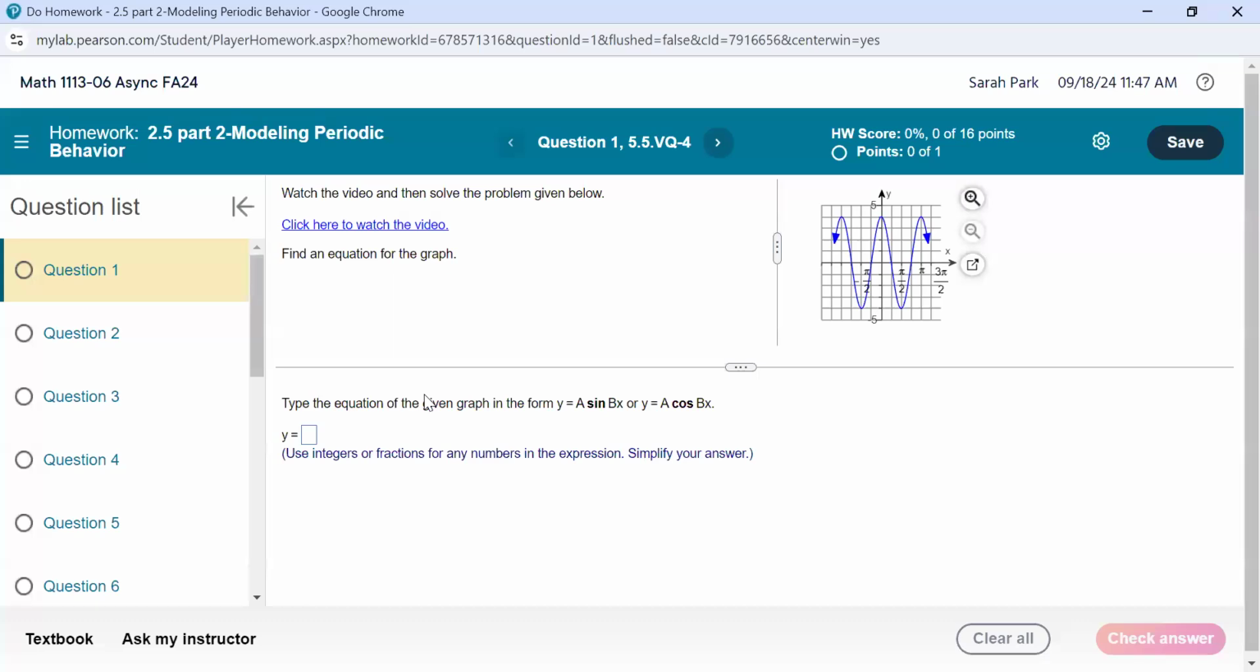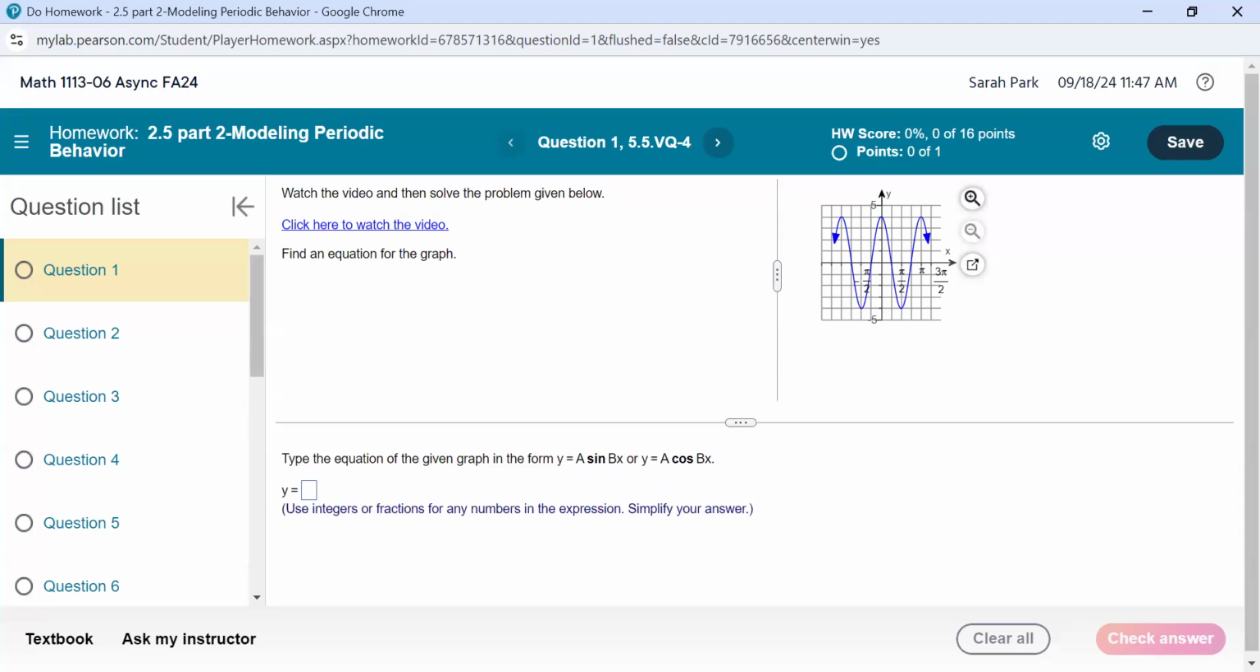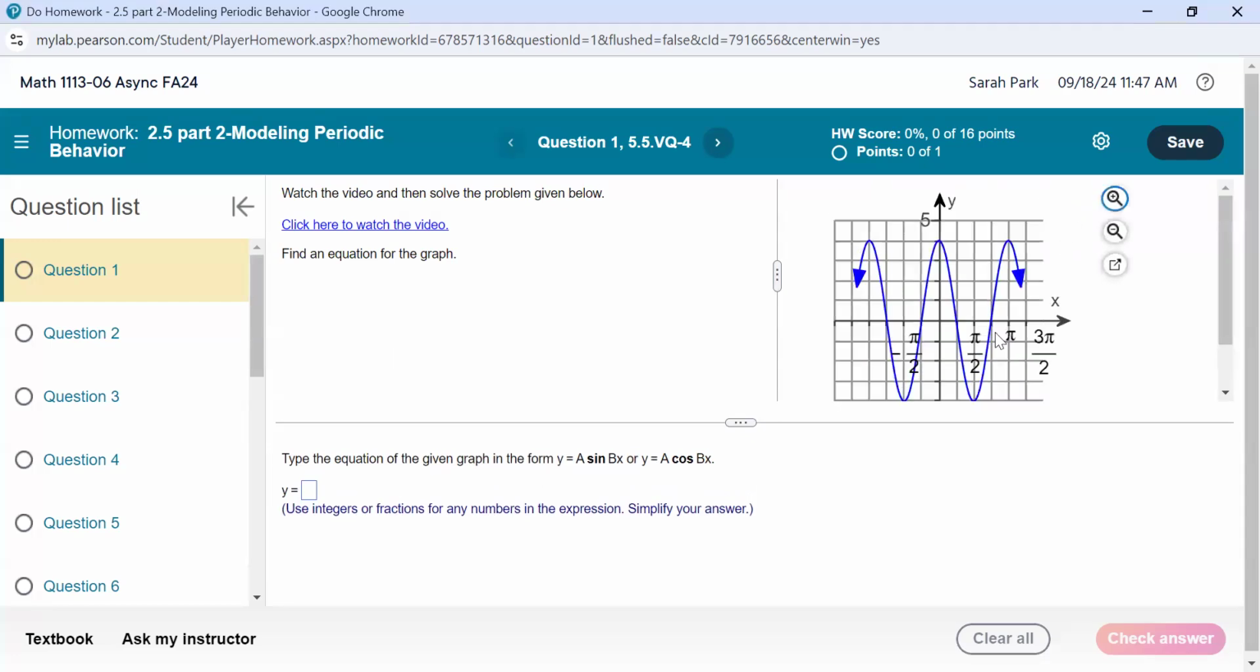So 2.5 part 2. There's a couple problems I wanted to go over with you. And let's see. Okay, so this is 2.5 part 2. For this, you're going to come up with the equations that give you the graph that you're given. And so I'll do a couple with you here.